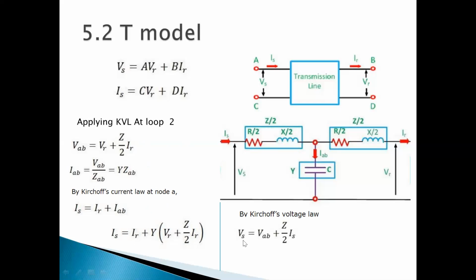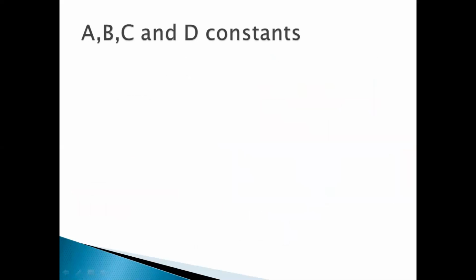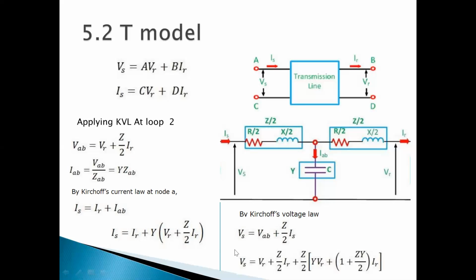So by Kirchhoff's voltage law, applying KVL over here, Vs is equal to Vb plus Z divided by 2 into Is, the same as over here. The difference is that here is sending end voltage and sending end current, and here is receiving end voltage and receiving end current. So I will put the value of Is over here because I have the value of Is. By now I have this equation for Vs, and I have this equation for Is. I will compare both of these equations after solving them. Okay, it is not solved well.